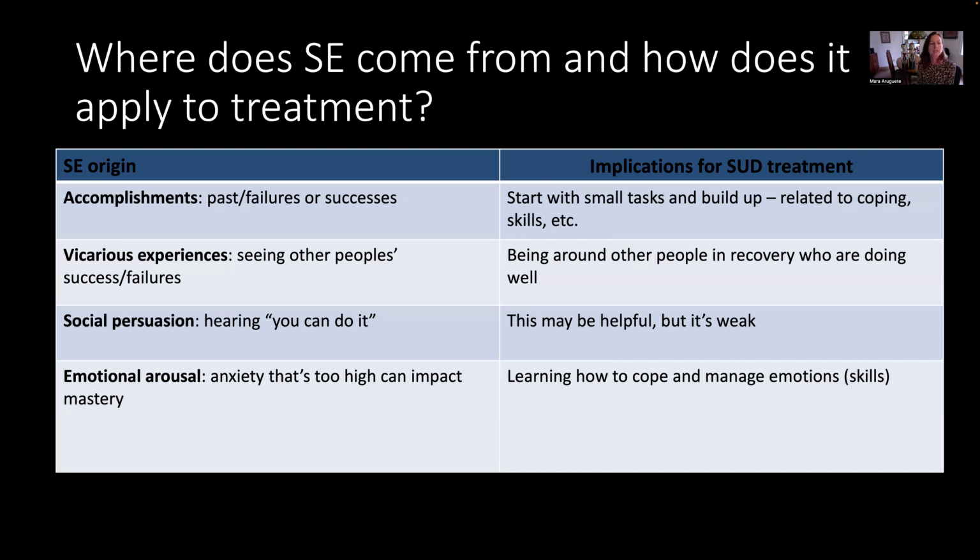Vicarious experiences, seeing other people's success and failure. So when we see somebody else, for example, who quits, that is really helpful for quitting yourself, because you're building self-efficacy by watching someone else. Now, this is not as good as accomplishment. Accomplishment, bar none, is your best way of building self-efficacy. Social persuasion is hearing things like you can do it, so you're trying to, let's say, quit smoking, and somebody says you can do it, you can do it.